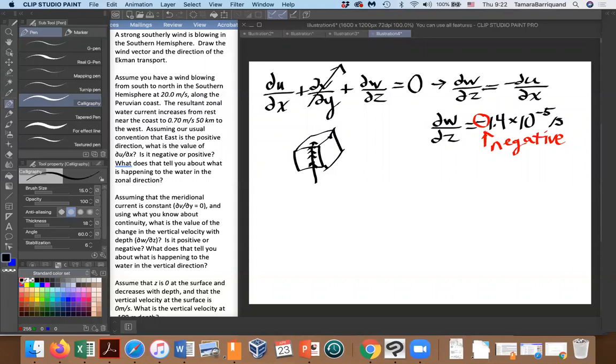So the fact that it's negative tells us that water is piling up in our box. More water is coming into our box than is leaving our box. So the water is piling up in the box.